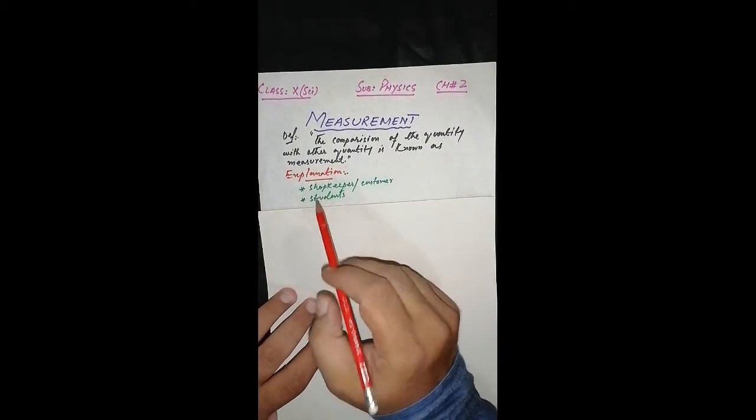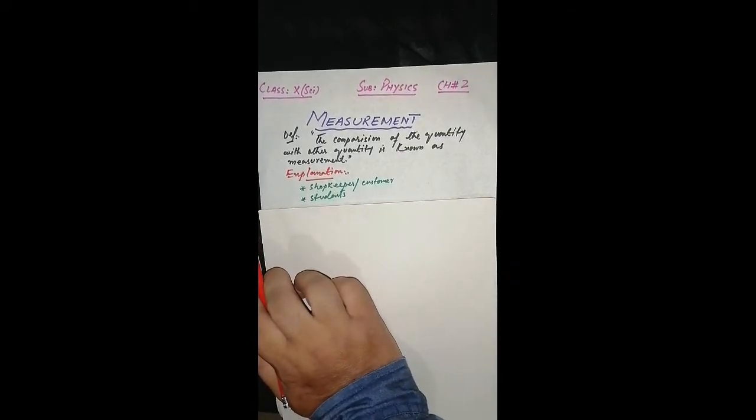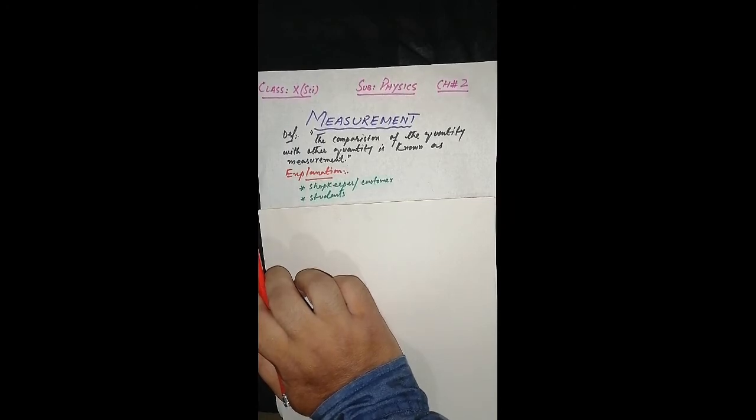Now we explain it with few examples of everyday life. The first example is shopkeeper and customer. If one goes to a shop to purchase sugar, the shopkeeper will weigh the required amount of sugar by his common balance and will hand over it to the purchaser. Another example, to purchase cloth, one goes to the shop and the shopkeeper will measure the required length of the cloth by his meter scale graduated in centimeters.